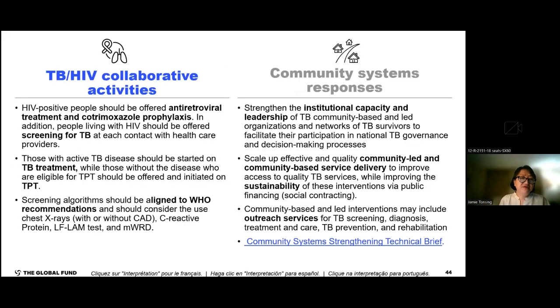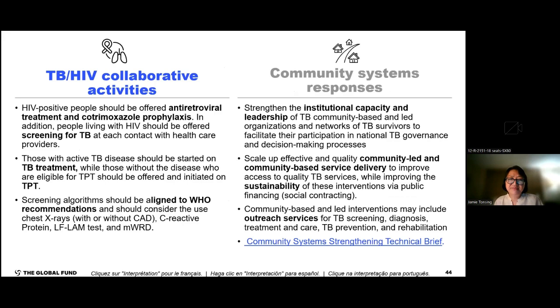On TB-HIV collaborative activities, this has been touched on, no big change, except that we want ART coverage to be high, prophylaxis to be available, and people with HIV to be regularly screened for TB. If they do have TB, start them on TB treatment; otherwise, if they're eligible, consider them for TPT.